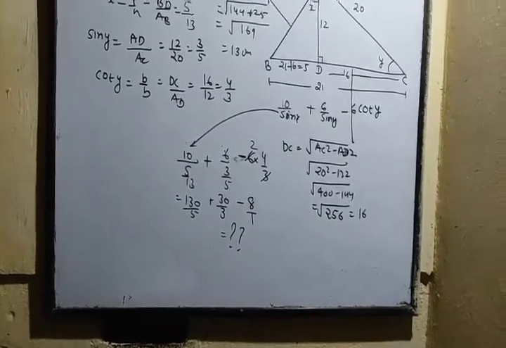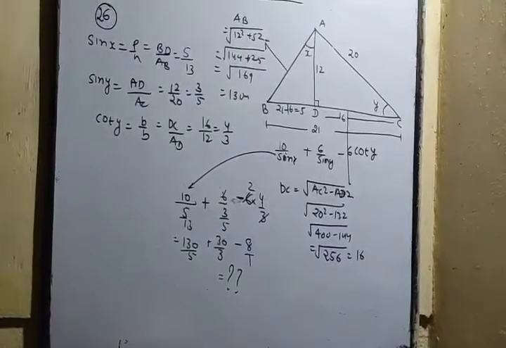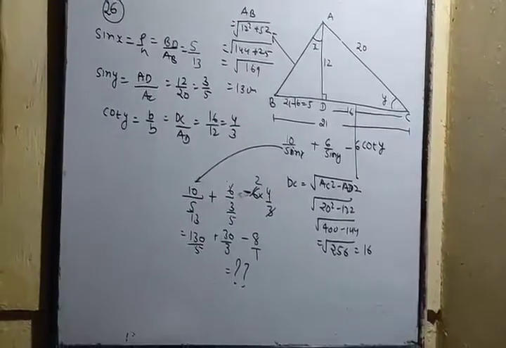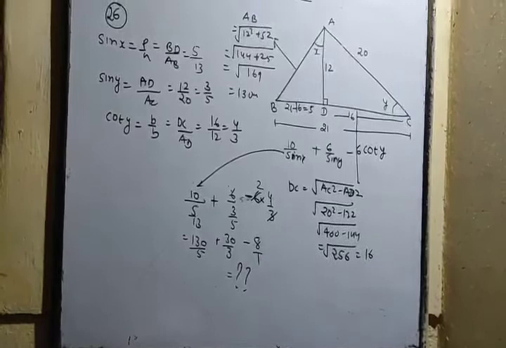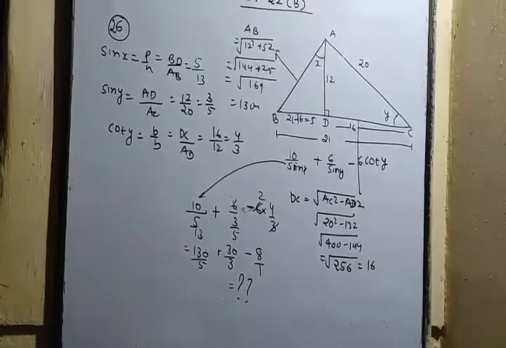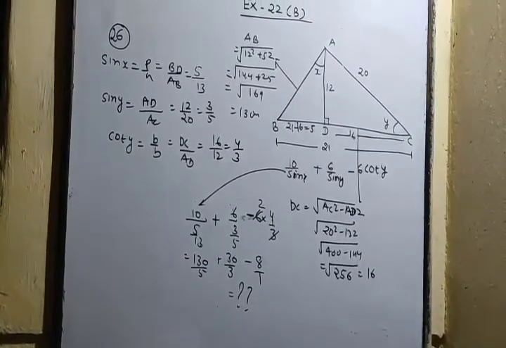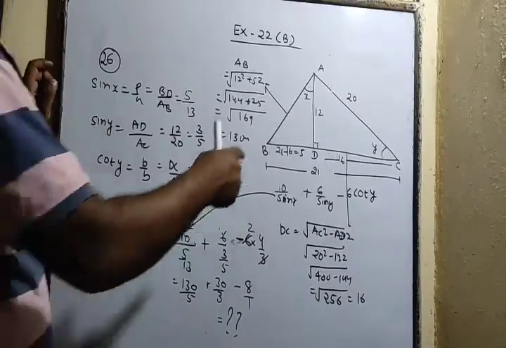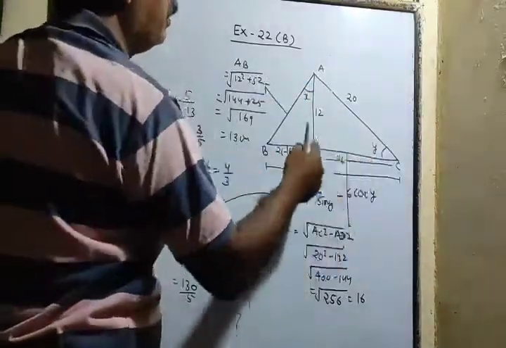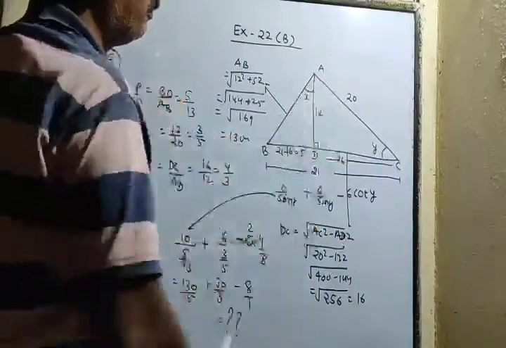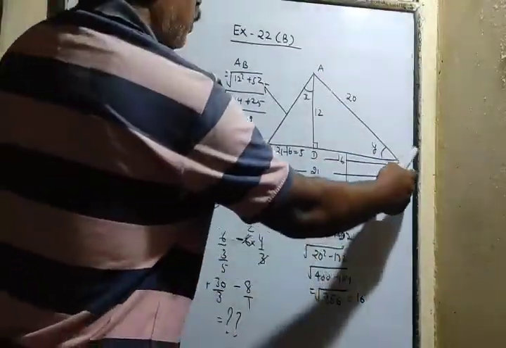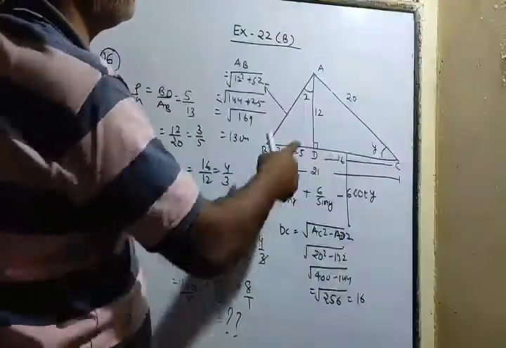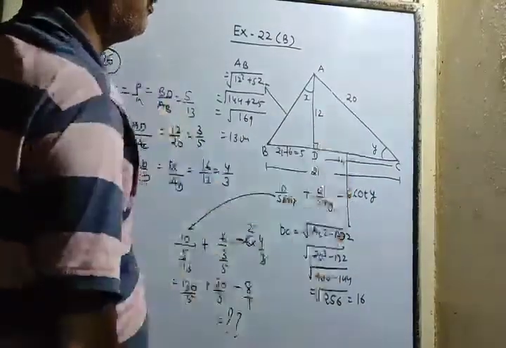So now we are in question number 26. So here in this question, in triangle ABC, AD is perpendicular to BC. The length of BC is given as 21 units. This is given 12 units. This is given 20 units.